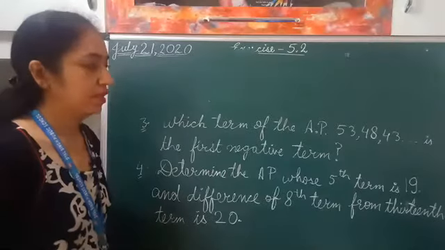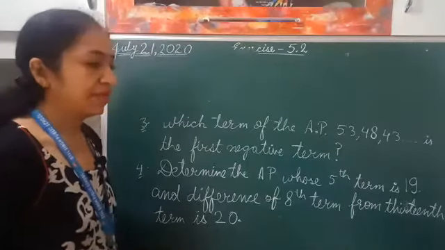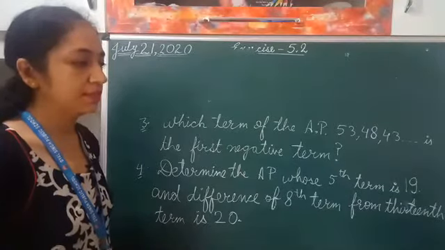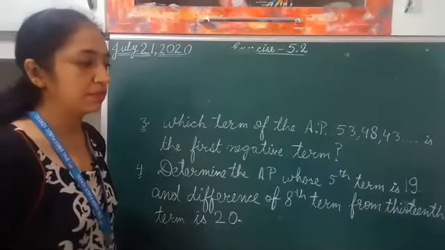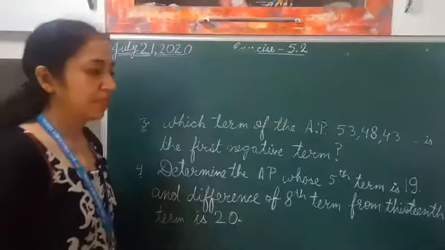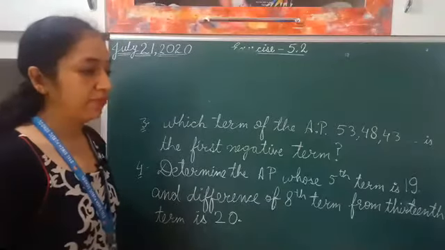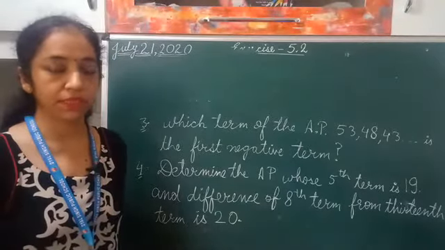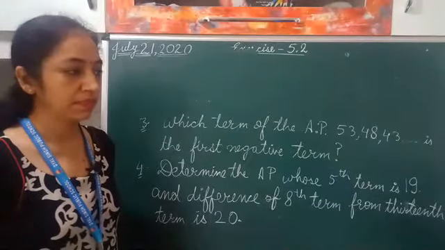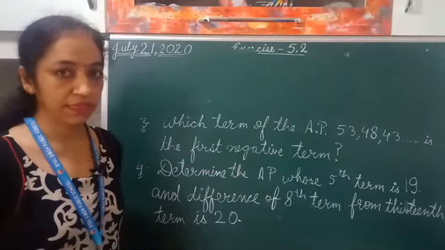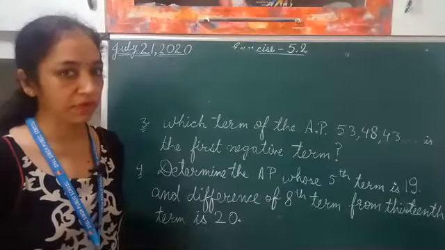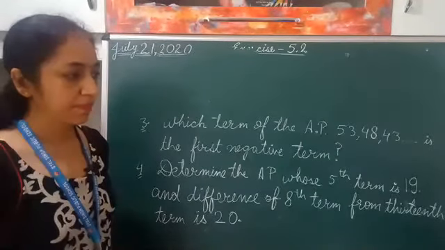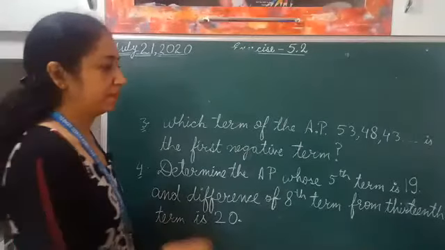Yes. First negative term, just like we did yesterday, we will assume let this is the nth term, which is the first negative term, means an. And if that is an, then a negative term means it must be less than 0. That means an less than 0, and we have to find the value of n. Hurry up, hurry up, hurry up. Raise the hand.